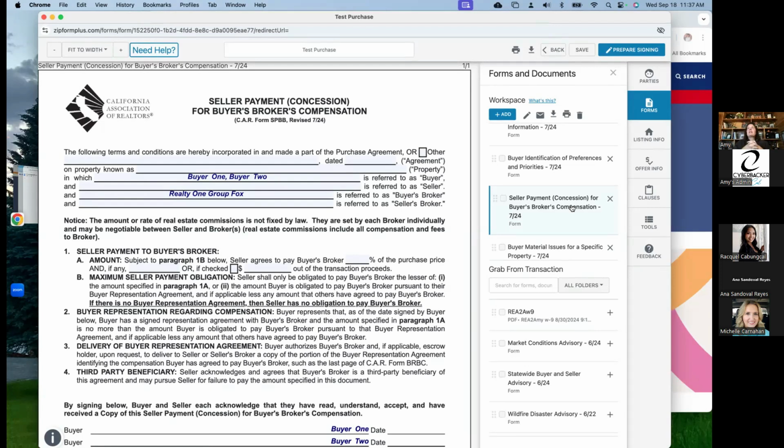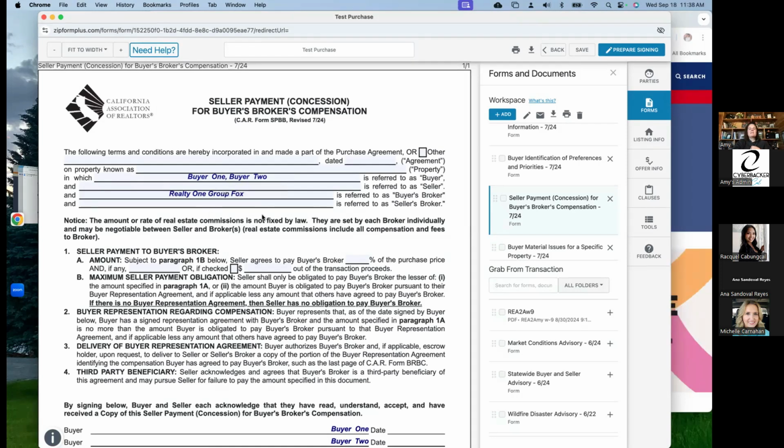So in case you ever look at the NAR code of ethics that talks about the fact that we can't interfere with the listing agent's compensation or another agent's compensation, that's why this doesn't violate that term in the code of ethics, because we're not interfering with that compensation between the listing agent and the seller. We are working for the buyer to negotiate the seller to cover the buyer's portion of that, just like we would work to negotiate for them to cover closing costs. Same idea.